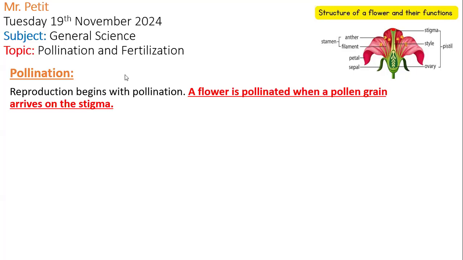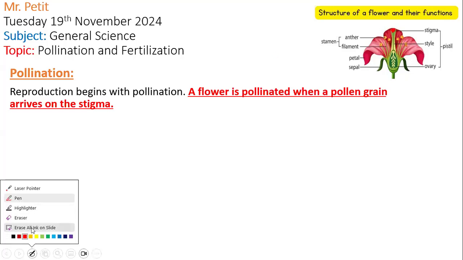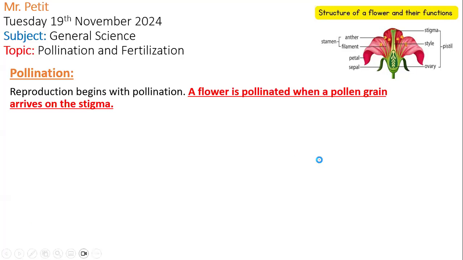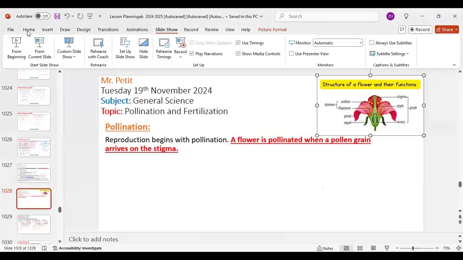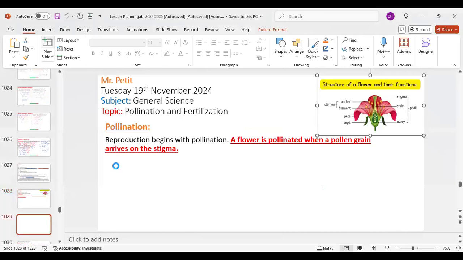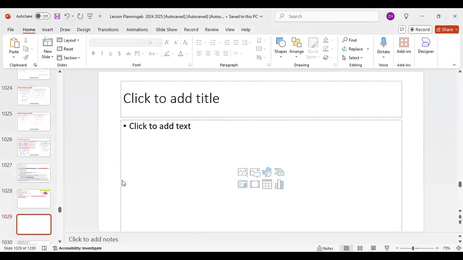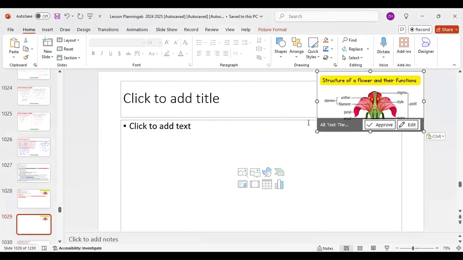On the stigma. So this right here is the stigma, right? So when this pollen grain arrives on the stigma, the same pollen grain that I have in red, we call that pollination. We say that the plant is pollinated. So let me enlarge this.